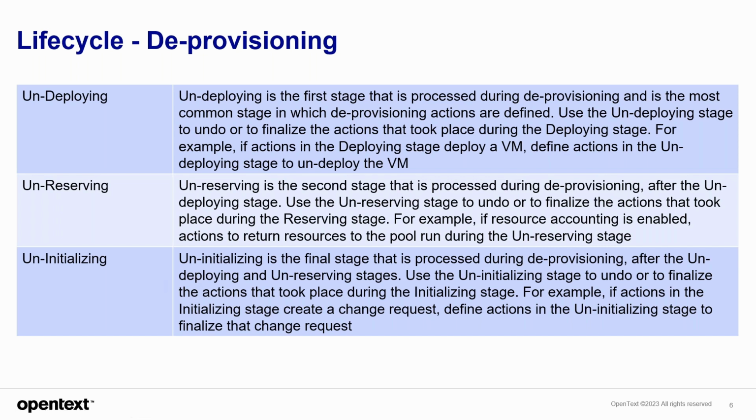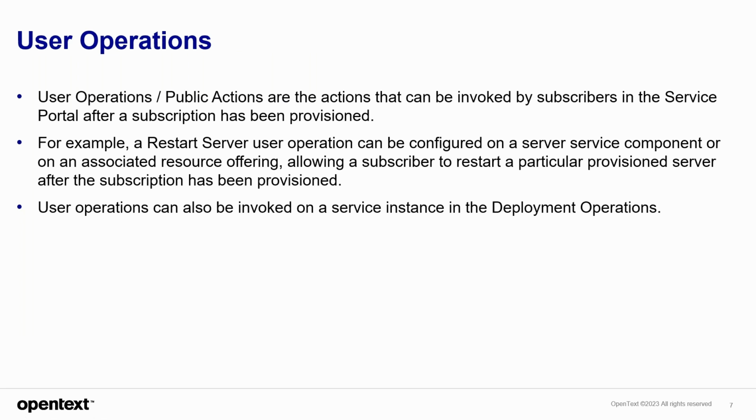So other than all these, right? We also have user operations. The user operations are what previously you would call public actions, right? So these are operations which you execute on day two again, but these are special actions which are available on that particular component. So you can define user operations on the component or on the resource offerings. Wherever you define, it gets collated and then shown against the component, which the end user can execute in the subscriber portal, right? Against that particular component.